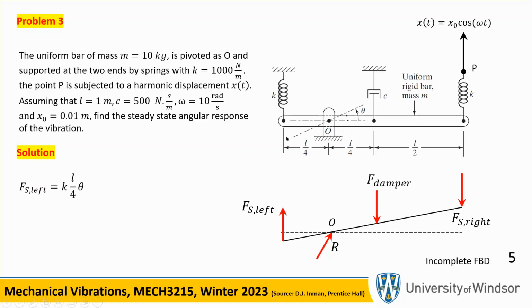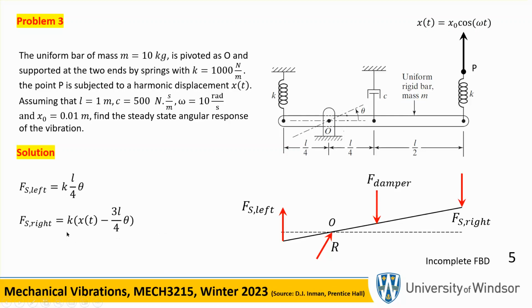The stretching, in this case, is just theta times that length. See this arc, which is the amount of stretching. We're talking about small angle displacements, small angle oscillation. So this distance is almost L over 4, that length, times that angle theta, and then we multiply it by the stiffness of the spring, we get the force of the spring on the left side. The damper is going to be C times the derivative of this distance.